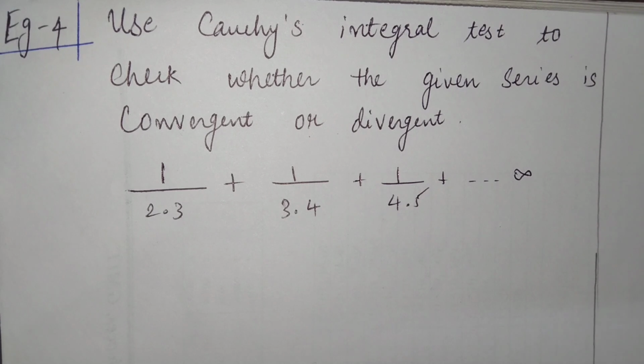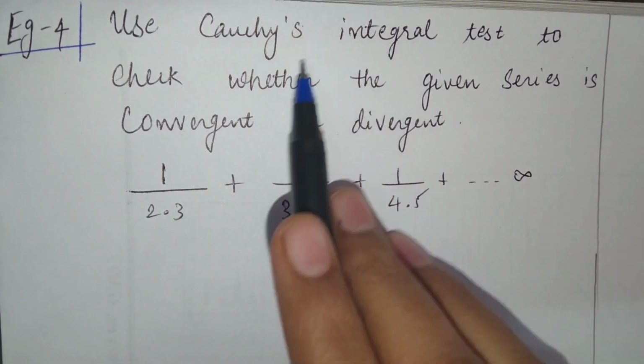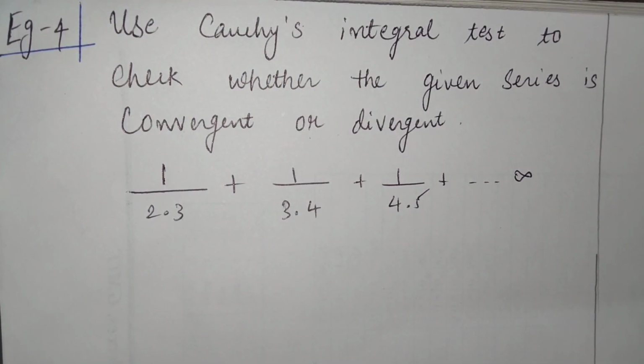Example 4. Use Cauchy's integral test to check whether the given series is convergent or divergent: 1 by 2 into 3 plus 1 by 3 into 4 plus 1 by 4 into 5 up to infinity. We can solve this by using other tests very easily, but here it is asked to solve with Cauchy's integral test. So here we have to use Cauchy's integral test.